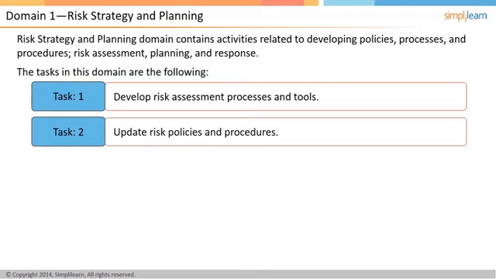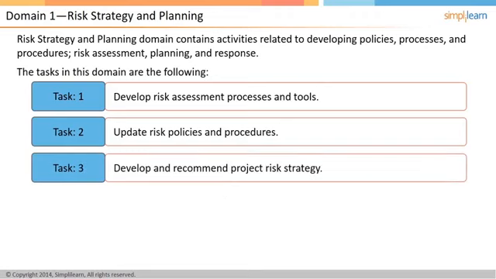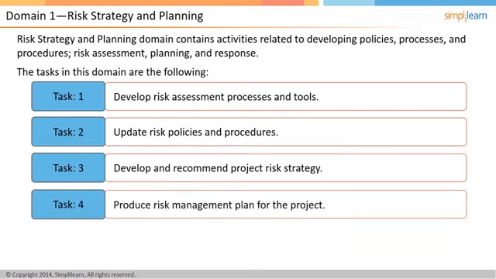Second task is to update risk policies and procedures using lessons learned and risk audit outputs. The third task is to develop and recommend project risk strategy based on project objectives which help in developing risk management plan. The fourth task is to produce risk management plan for the project on the basis of inputs from project information, external factors, stakeholder inputs, industry policies and procedures to define, fund, and staff effective risk management processes.